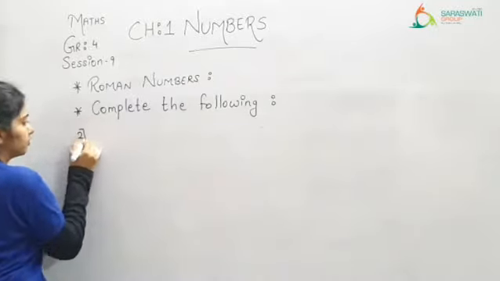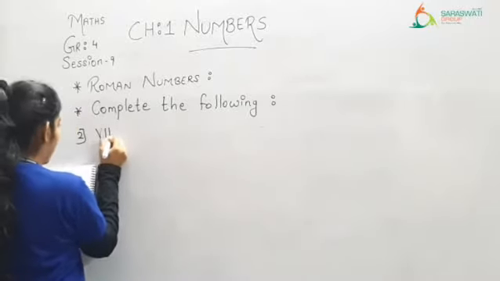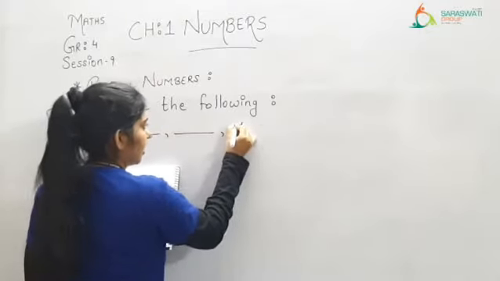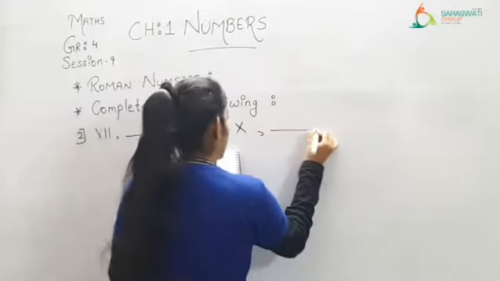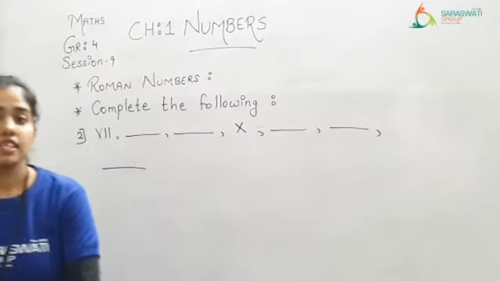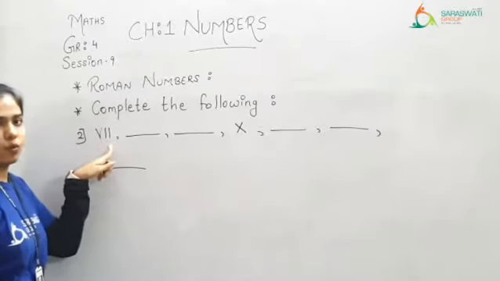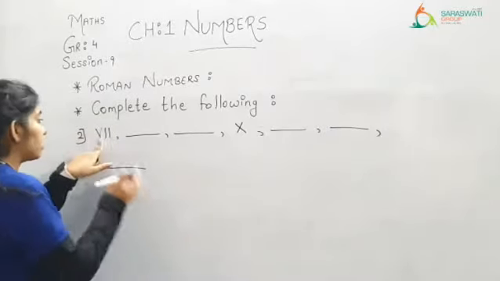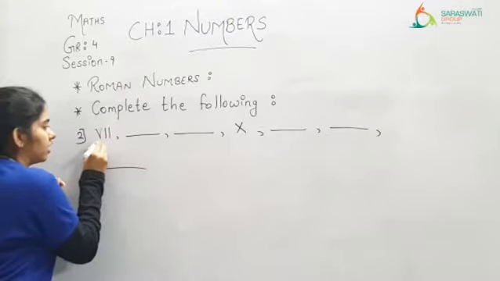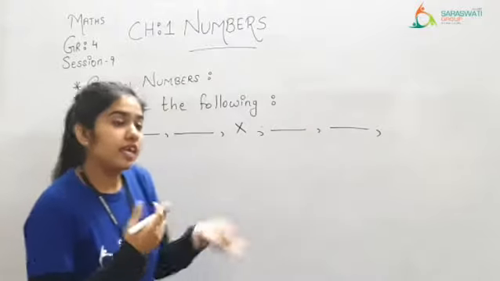Number 2, that is VII, then blank, again blank, X, 1, 2 and 3. These are the blanks given over here. Now here we can see V and 2, that is 5 plus 2, 7. So this is 7, right? Let's write 7 here. So what will come next here? Yes, the next will be 8.